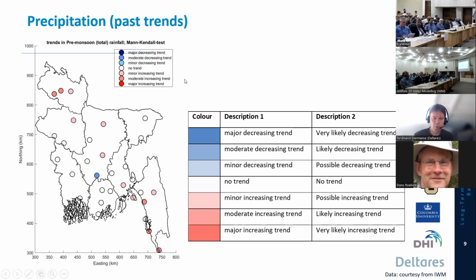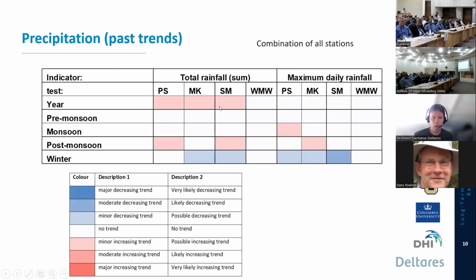And as you can see, there are some spatial differences. So in some locations there is quite a strong seasonal trend. And this is for the pre-monsoon season. But yeah, in lots of other locations there was also no trend observed. So that's varying results. Now we did this analysis for 4 different seasons and for the whole year.